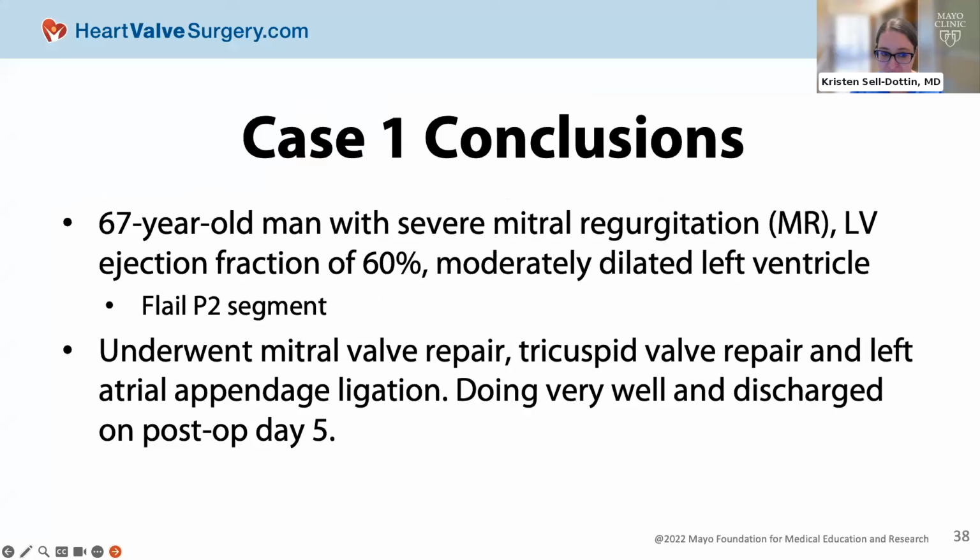Conclusion. So this gentleman, back to case 1 again, he underwent mitral valve repair. He actually had a P2 resection and an annuloplasty ring. We repaired his tricuspid valve and ligated his atrial appendage. He did great. He was discharged on post-op day 5 and continues to recover well. And I think that's the conclusion of my portion of this talk.